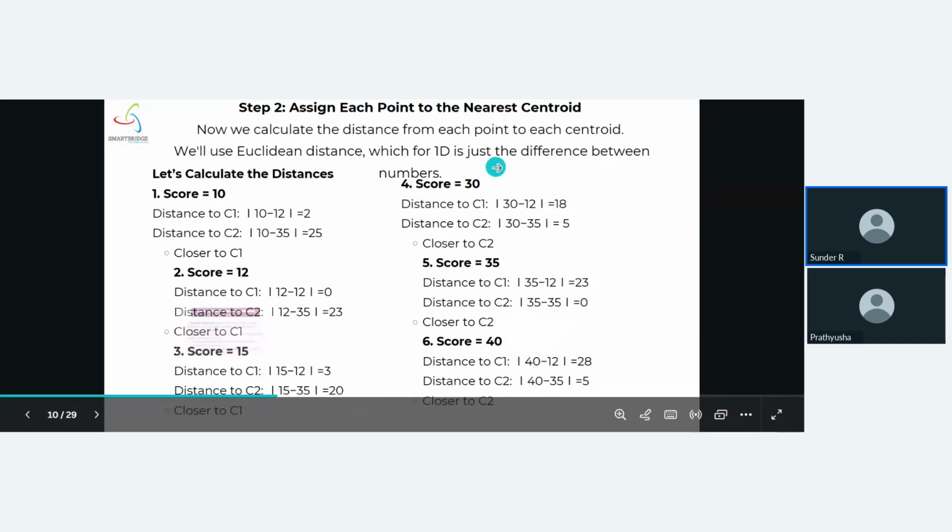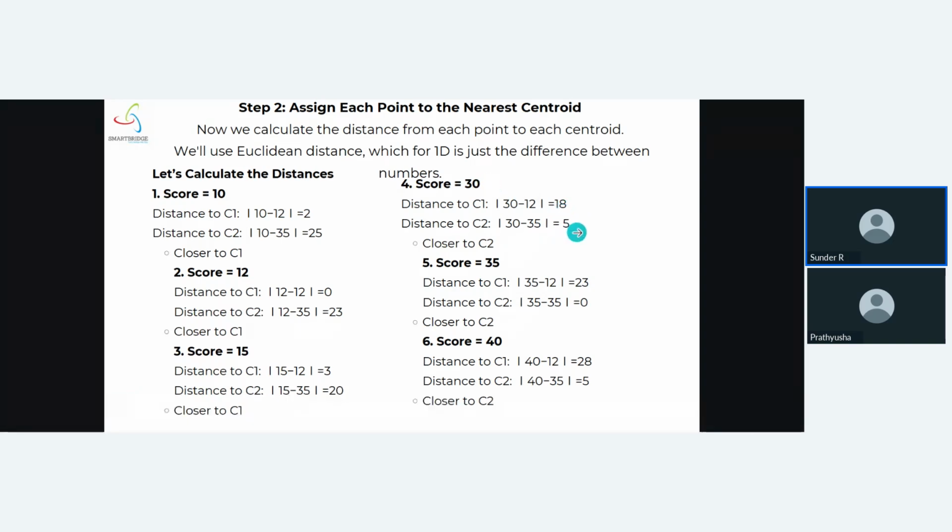Similarly, if you're going to go for 30, we are going to find this here. What are we trying to do? Here we are trying to find the distance itself, right? Since the value is 5, and 5 is less than 18, you have to choose this 30 for this cluster 2.